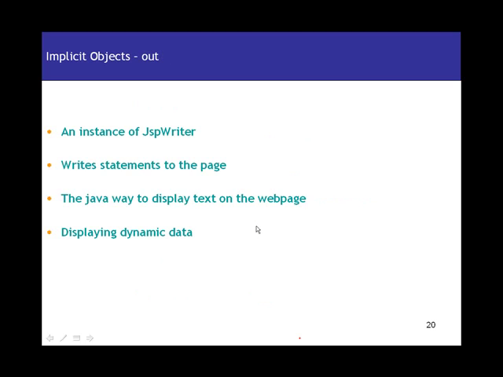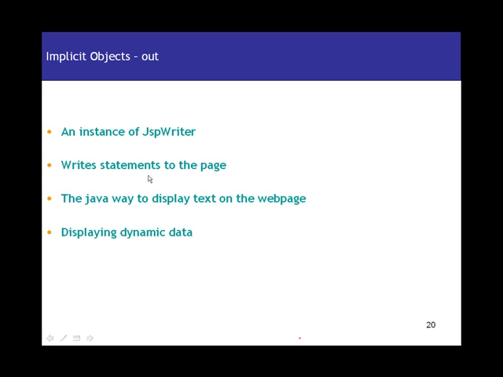So by now you would have guessed that the out implicit object is nothing but an instance of JspWriter, right? So whenever you want to write any kind of statement onto the page, you are going to use the out implicit object. You can also use expressions to display.